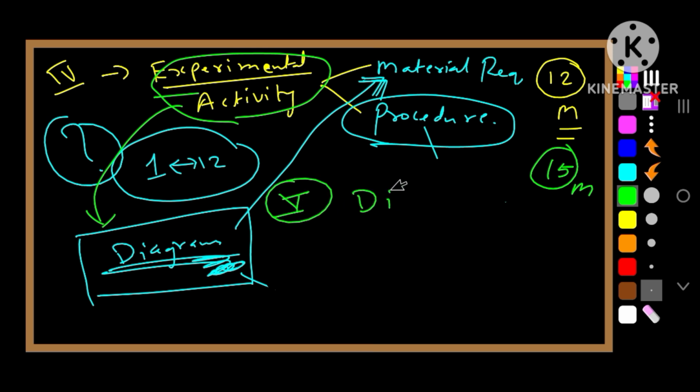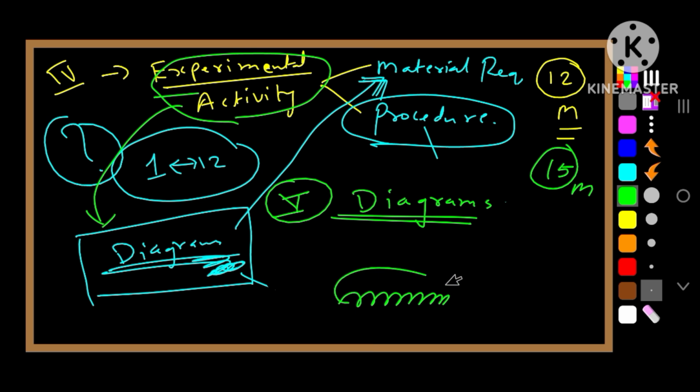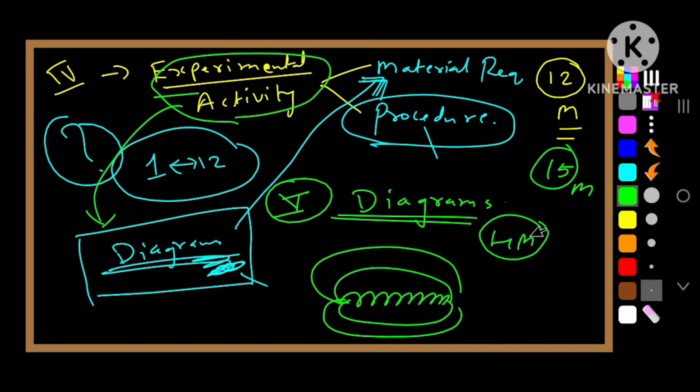He is also asking for diagrams. He is telling us to draw the diagrams. In the last test or exam, we have seen that he has asked to draw the solenoid and the magnetic field lines. So simply you have to draw this diagram. For this diagram, he has given 4 marks. So how to draw the diagram?